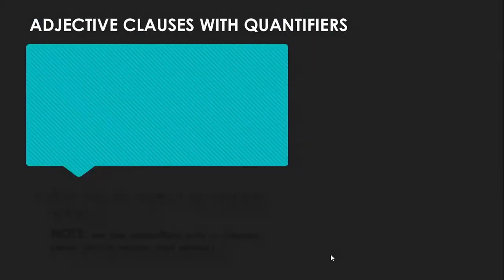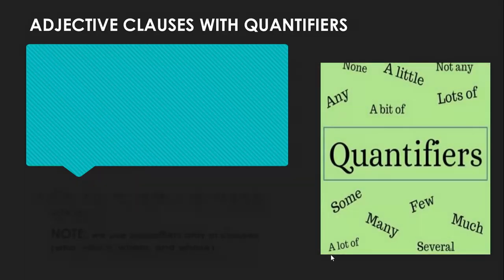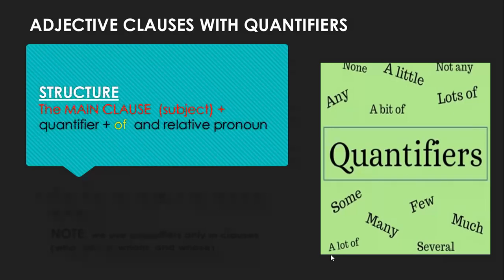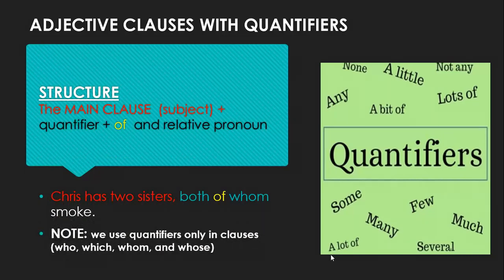Now, let's move on to the adjective clauses with quantifiers. Some of the quantifiers are located on the right side of the screen. Some adjective clauses have the pattern quantifier plus of plus relative pronoun. Let's see. Chris has two sisters, both of whom smoke. Important, we use quantifiers only in clauses with who, which, whom, and whose.